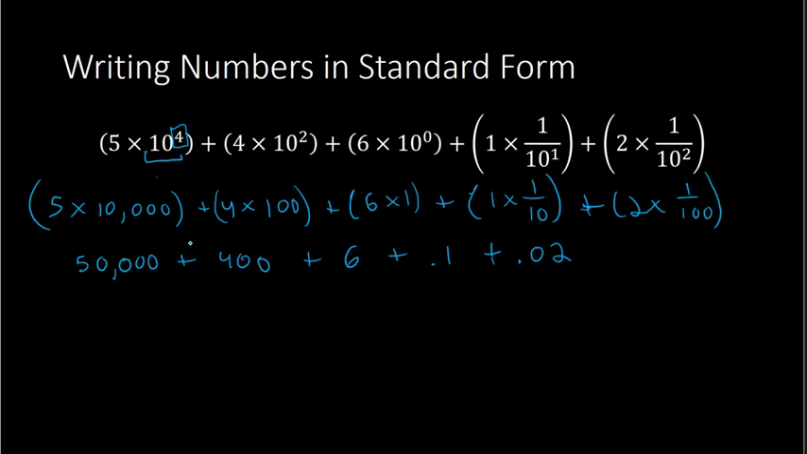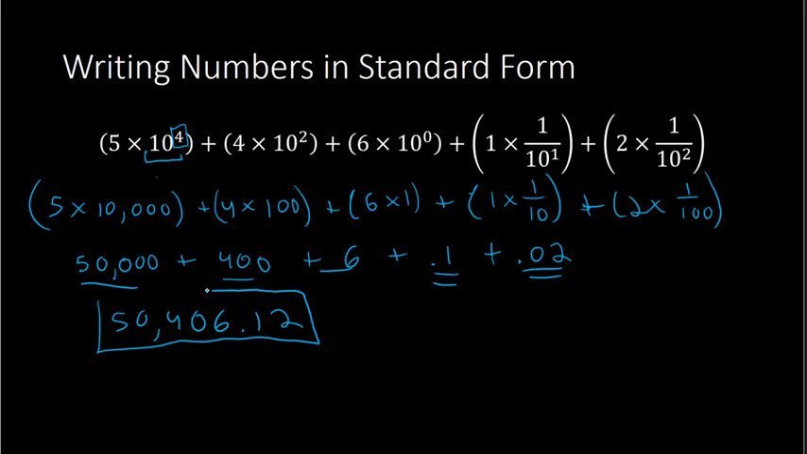So from here, just put it together. 50,000 plus 400 plus 6. We get 50,406. And in the decimals, we have 0.1 and 0.02. That gives us 0.12 when I put them together. So this here is my final answer in standard form. And this is just one way to think through this.